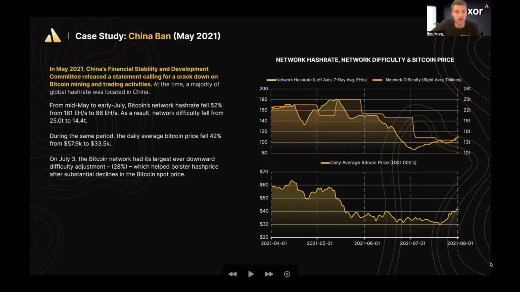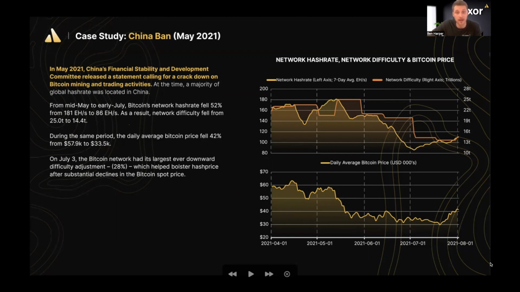A helpful way to visualize the dynamics of hash price and its components is to look at some major case studies of significant events that have happened in Bitcoin mining. So we're going to cover quickly China's mining ban, which happened in 2021, and the last halving of the block subsidy, which happened in 2020.